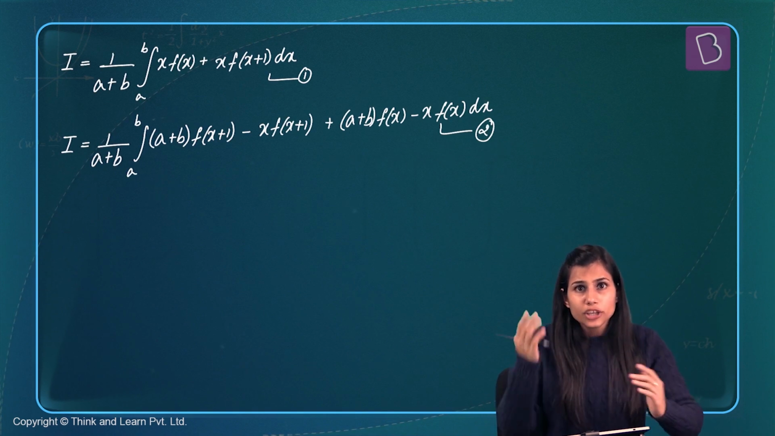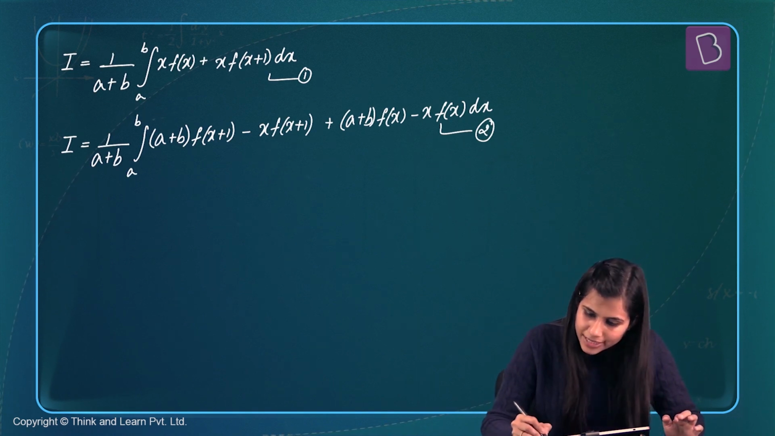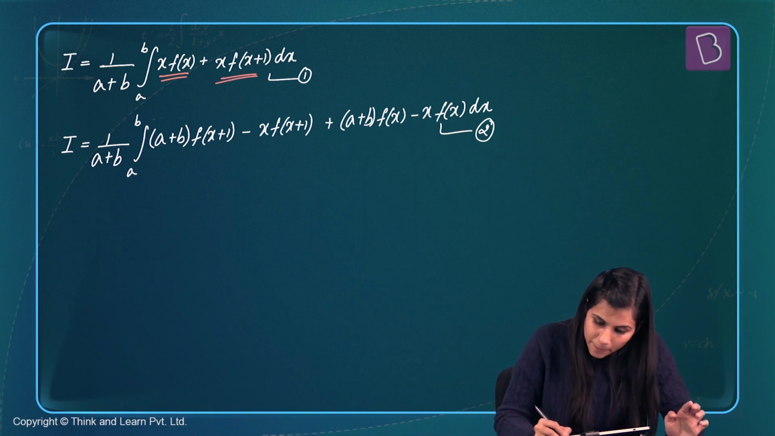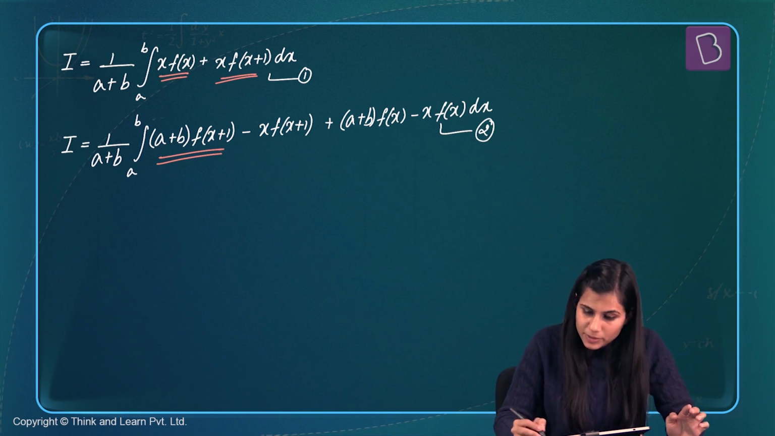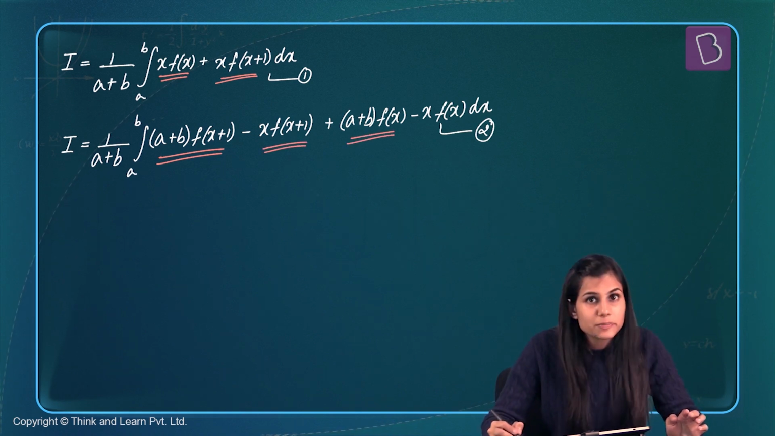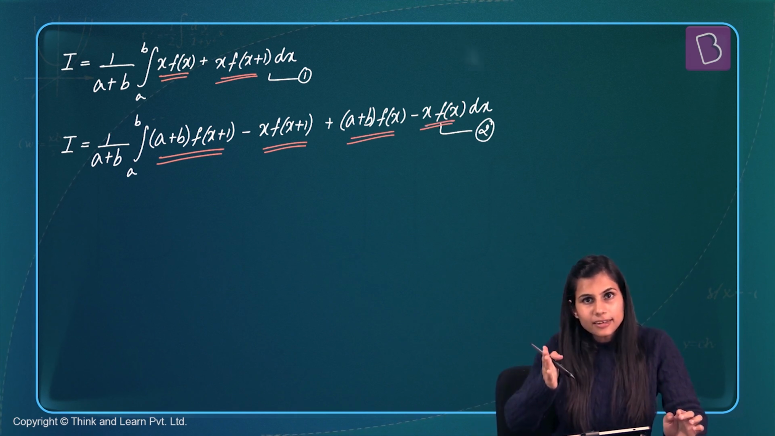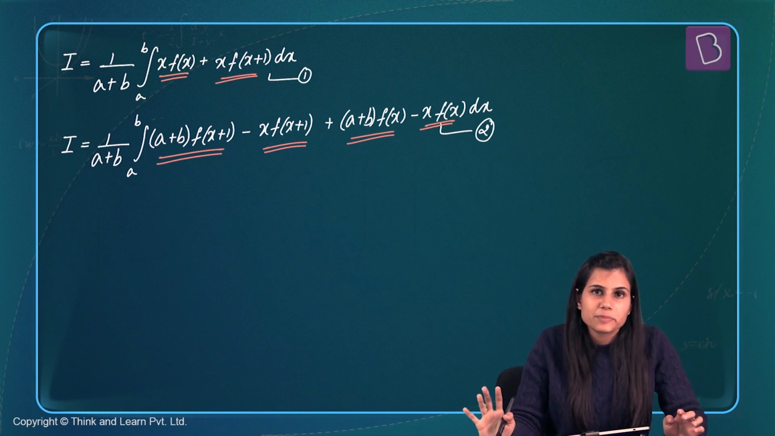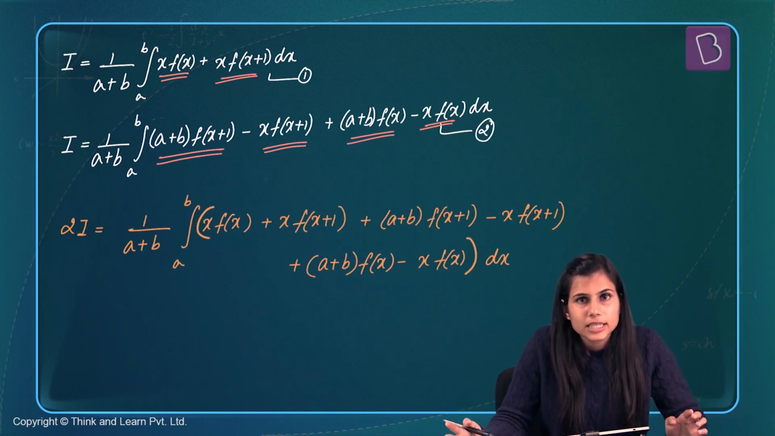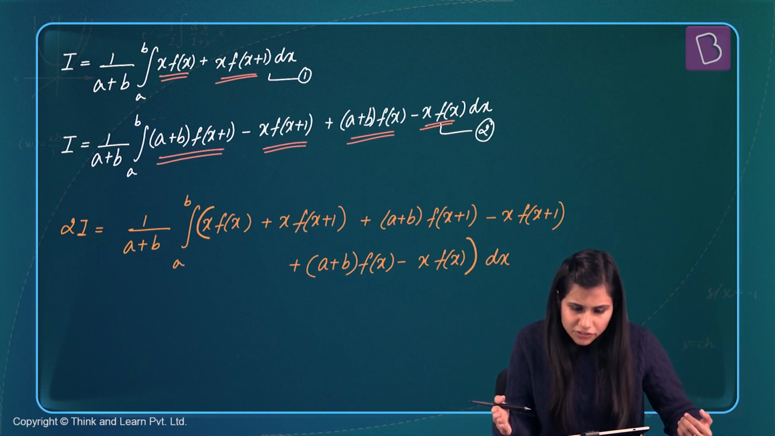You add the two, you get 2I on the left hand side, and on the right hand side, what do you get? You get x f of x plus x times f of x plus 1 plus a plus b times f of x plus 1 minus x times f of x plus 1 plus a plus b times f of x minus x times f of x inside the integral with 1 by a plus b sitting outside. Right, so this is what you get, isn't it? 2I on the left hand side. And of course, there are clear-cut cancellations happening in here.